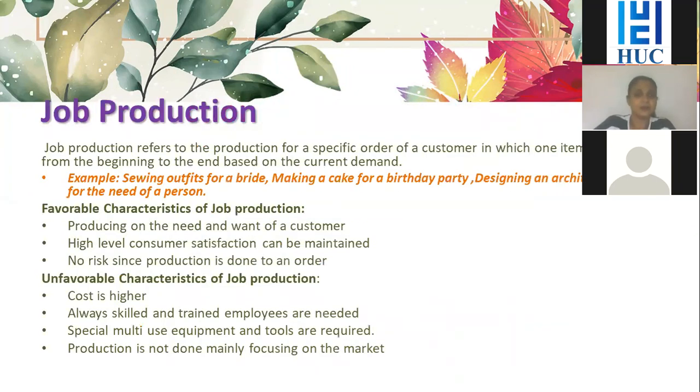Right. Okay. Job production method. Yeah, I'll give you 1 minute to read this one. Just go through this note.